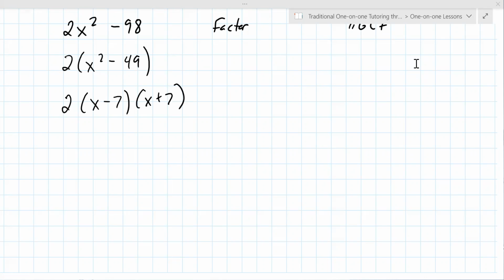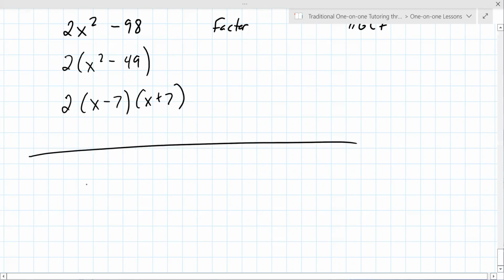Let's go. I won't make it too bad. We'll just do this one. 5x squared minus 45y squared. Go ahead and try that one, please, on your own.